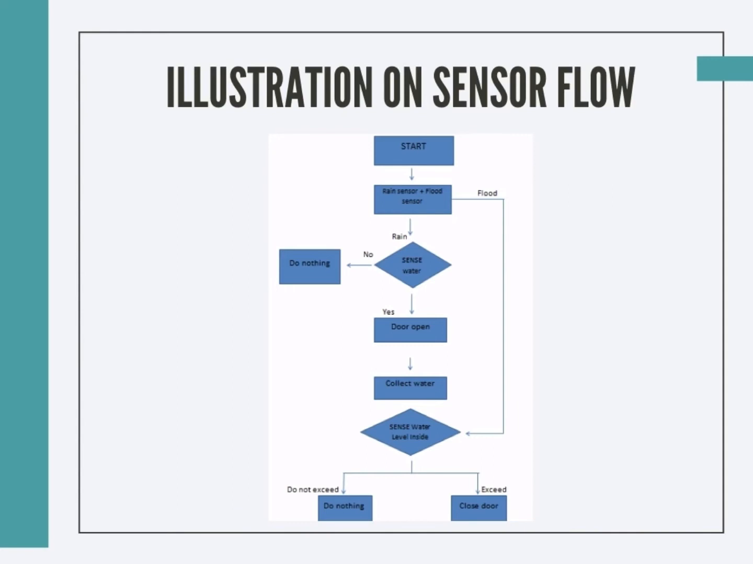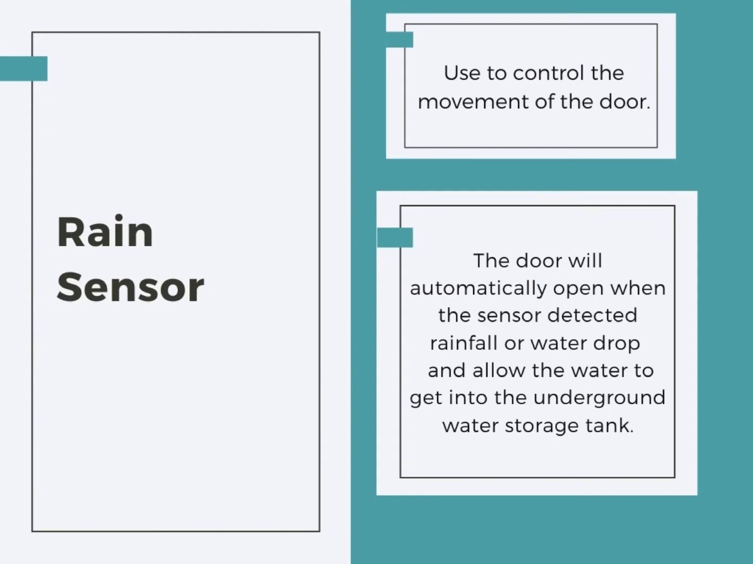And then, the flood sensor will sense the water level inside. If the water level exceeds the limit, the door will close even though it is raining outside. But if the sensed water level does not exceed the limit, the door will remain open. So basically, the rain sensor function is to control the movement of the door.